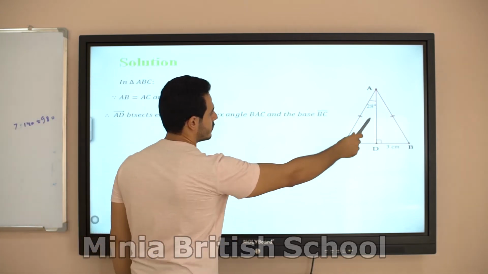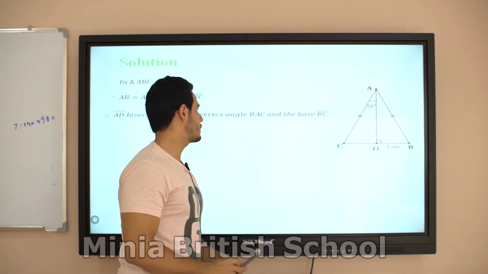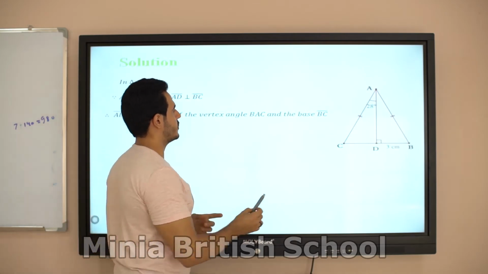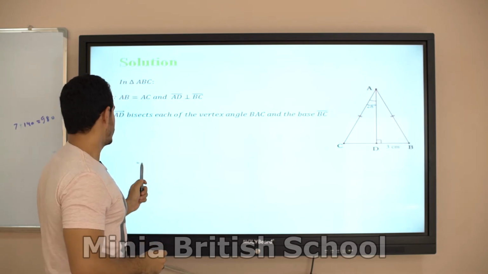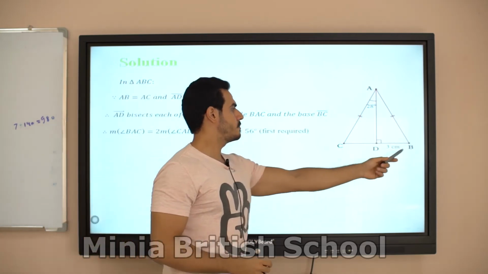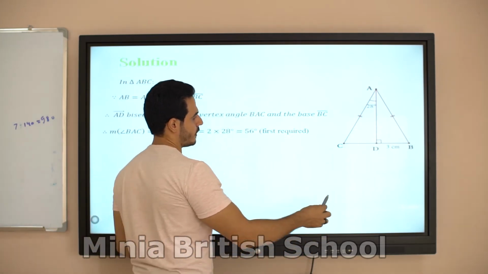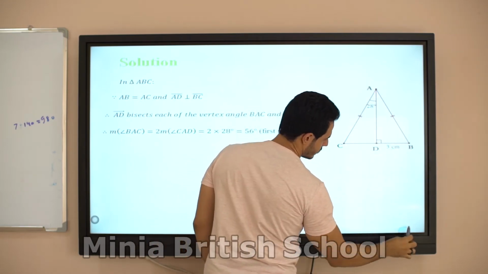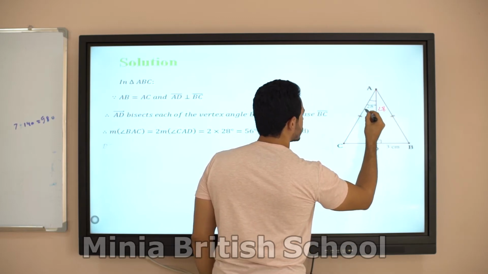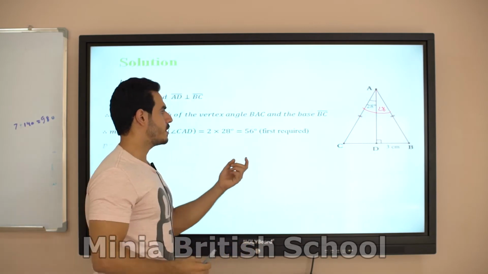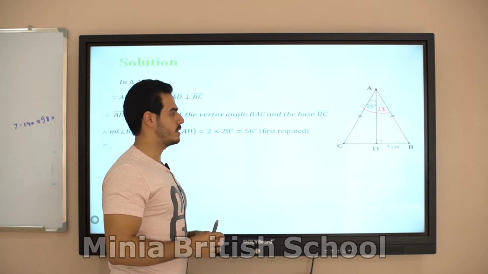Since AB equals AC and AD is perpendicular to BC, then AD is bisector of angle A. Then measure of angle BAD equals 28. Then measure of angle BAC, this angle, this is 28. So this angle will be 28 plus 28, or 28 times 2, equals 56 degrees. Okay?